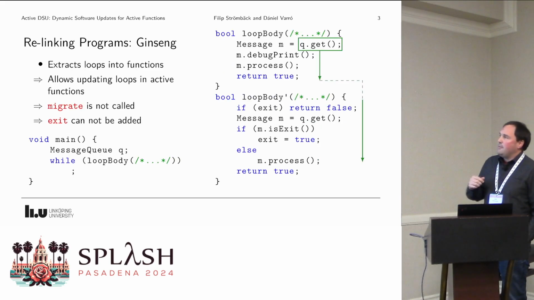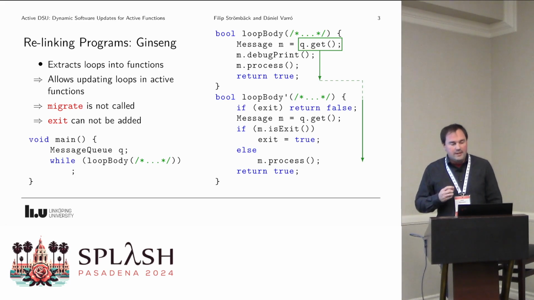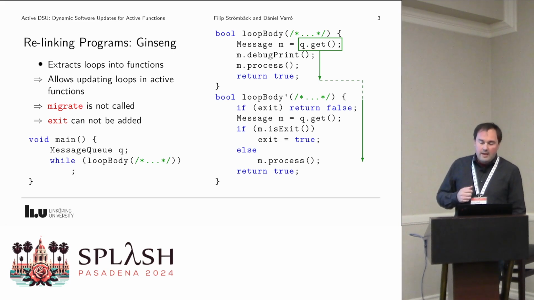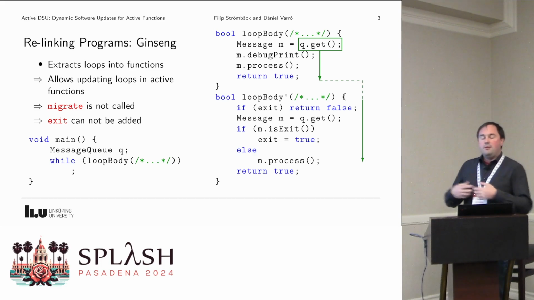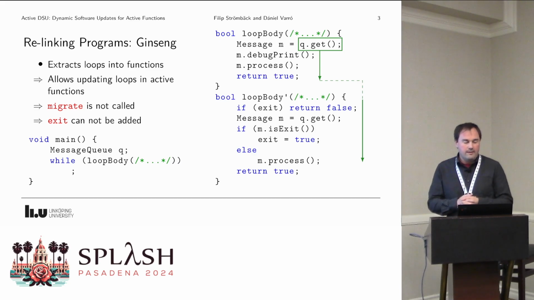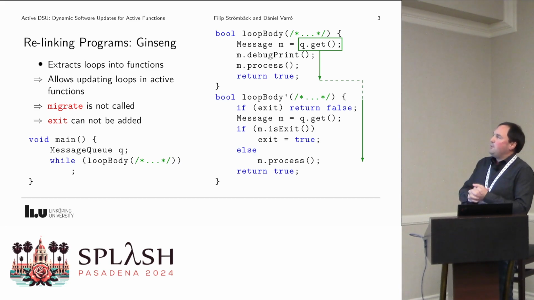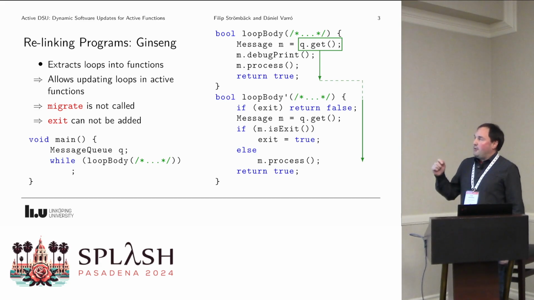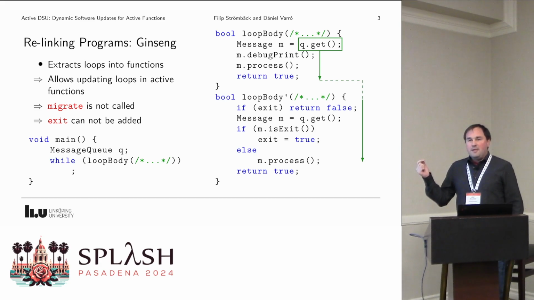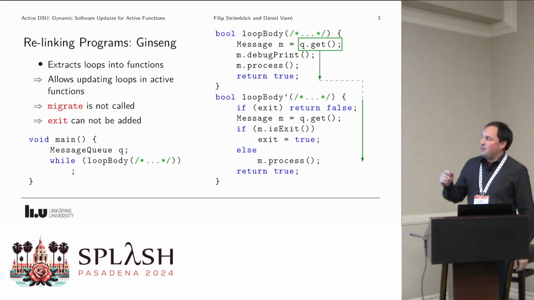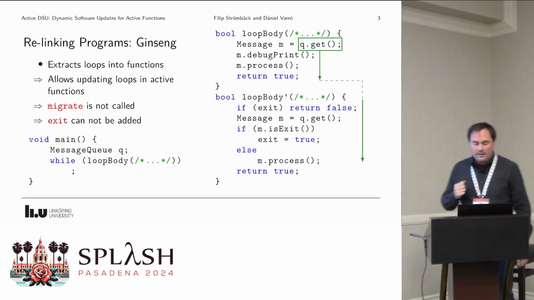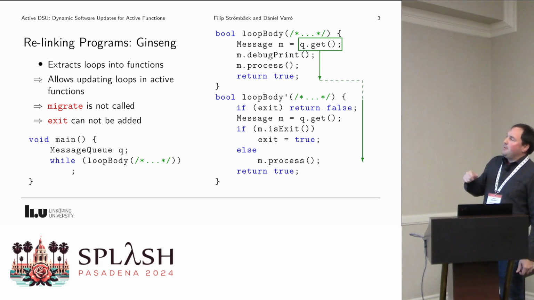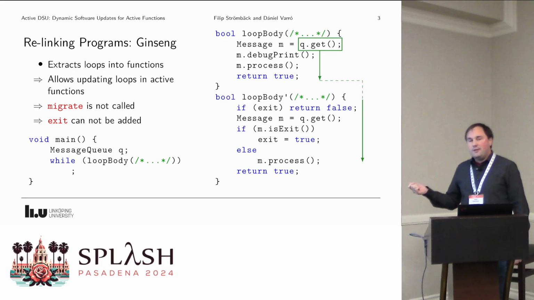An interesting solution, or partial solution to this one, is from the tool that's called Ginseng. It actually automatically extracts loop bodies into separate functions and uses the same approach. And that way, we get this interesting behavior that for the first message that we receive after the update, we'll run the old version of the loop body, but then we will return back to the main function that is down to the left there. And then on the next iteration, we will enter the new version of the loop body.